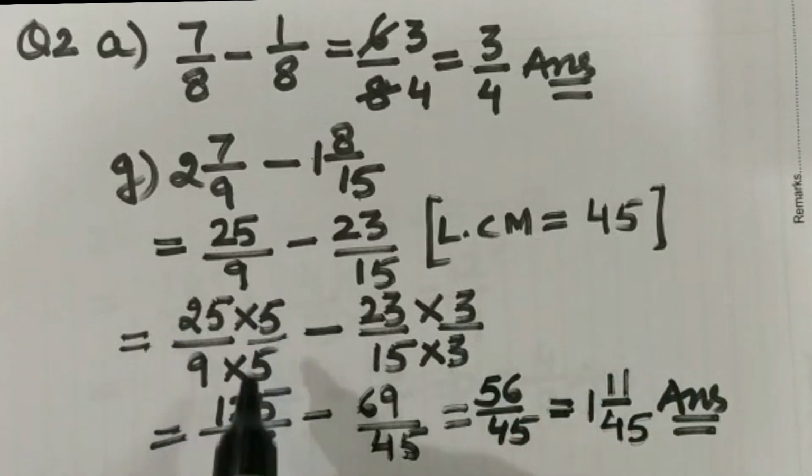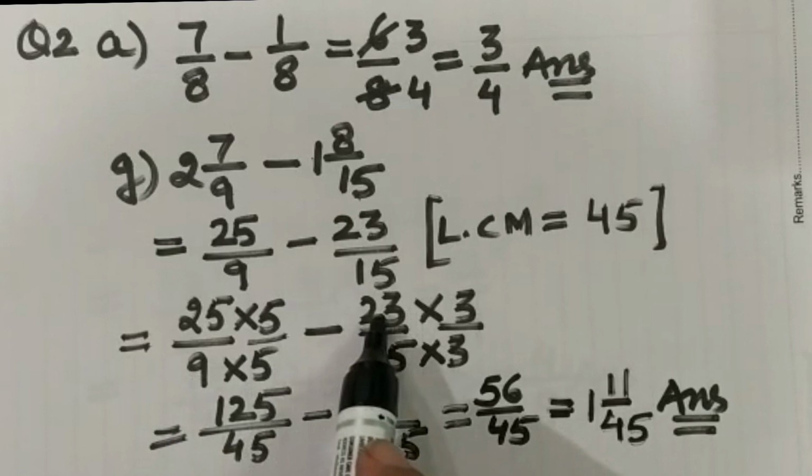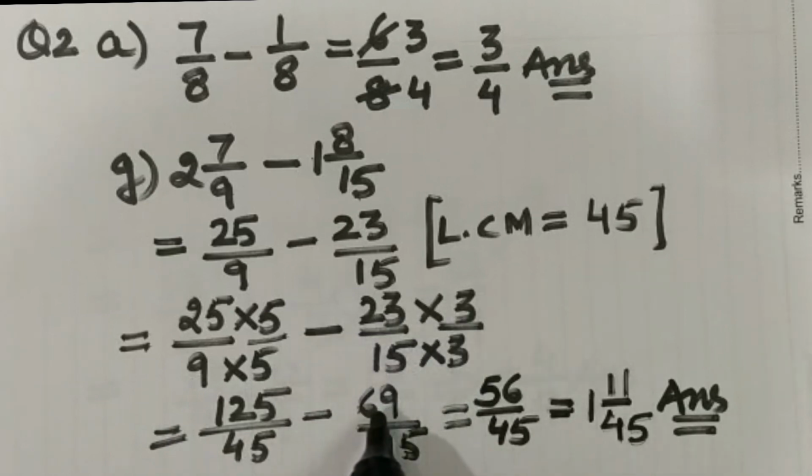So 25 fives are 125 upon 45. 23 threes are 69 upon 45. So now the denominators are the same. So 125 minus 69 is equal to 56 upon 45. Here the numerator is greater, so we have to convert into a mixed fraction. So the answer is 1 whole number 11 upon 45.